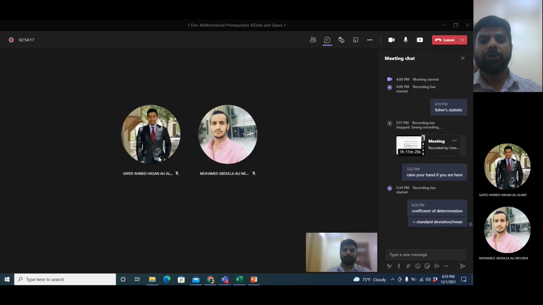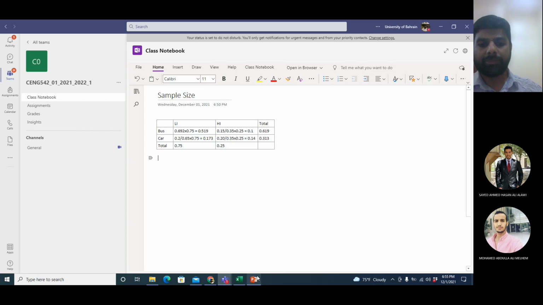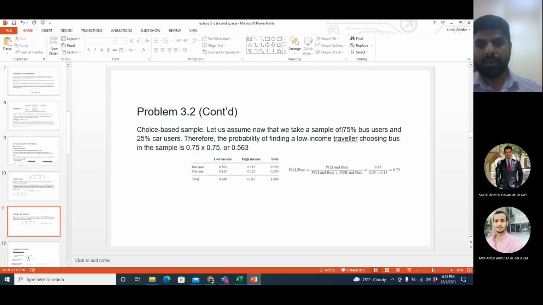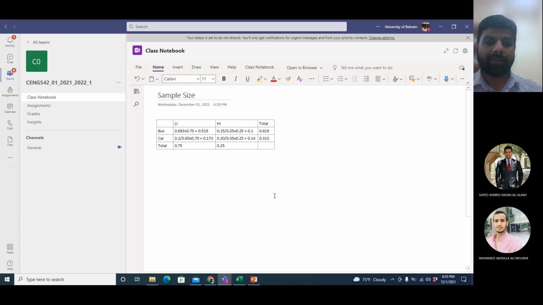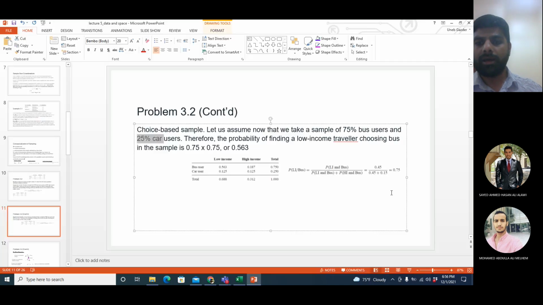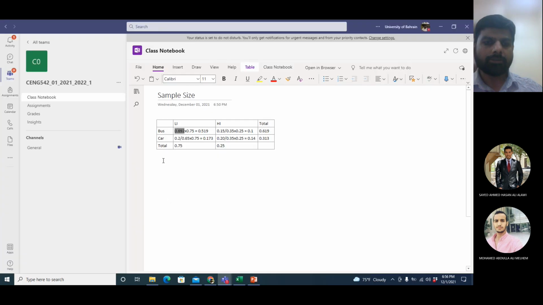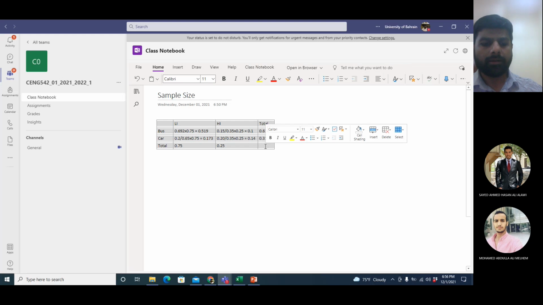Now if we apply choice based sampling in this case, you are taking the exogenous sample on the basis of choice of the travelers. So 75% are car users and 25% are bus users. What will happen in that case? Basically, these conditional probabilities will change. Okay, so let me take the table from here and copy it here.